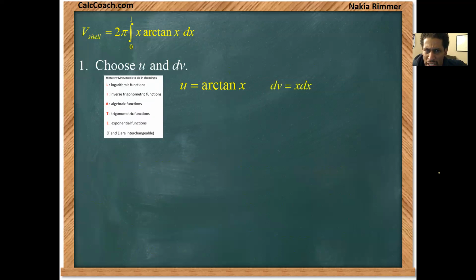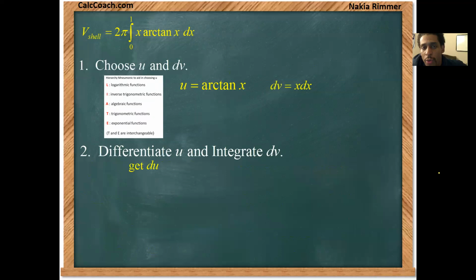What are we going to do with this? Well, we're going to have to integrate dv and take the derivative of u. Why are we doing that? We take the derivative of u so we can get du. We take the integral of dv so we can get v. These are the parts that are in the integration by parts formula. Okay, well, what is the derivative of arctan? 1 over 1 plus x squared, or 1 over x squared plus 1 if you write it that way.